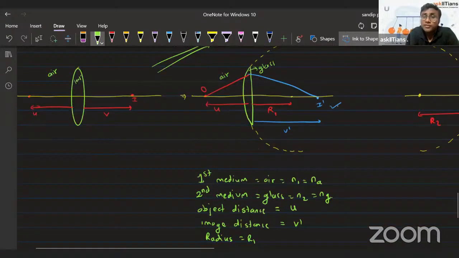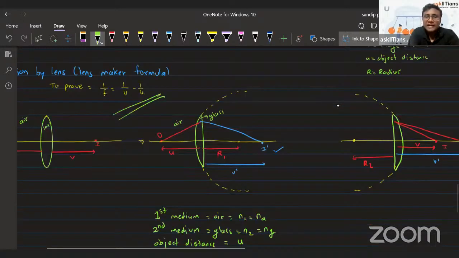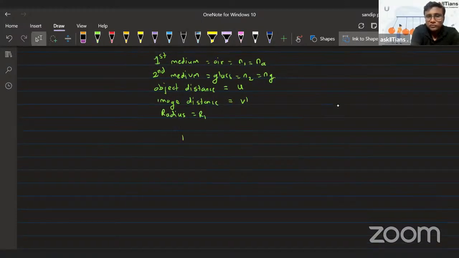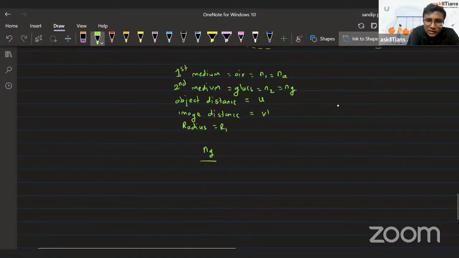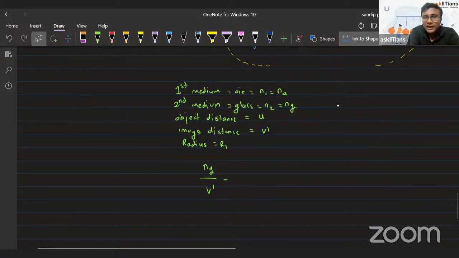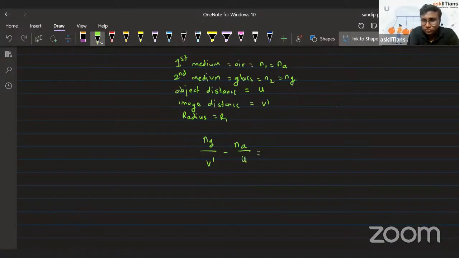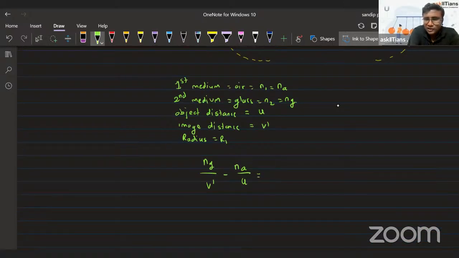So what I will do, I will substitute all these values in this basic formula, the previous derivation we have done. So for N2, we have the N glass upon V. V is image distance. Our image distance is V dash, minus N1. N1 is Na, object distance is U. N2 minus N1 will give me Ng minus Na upon R1, right?